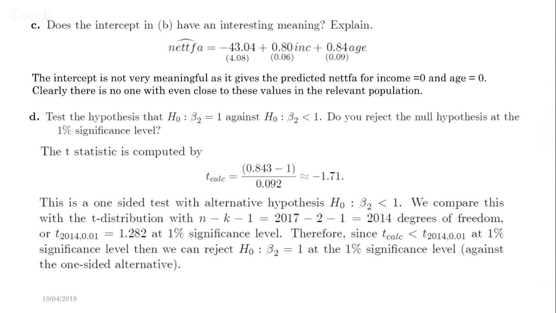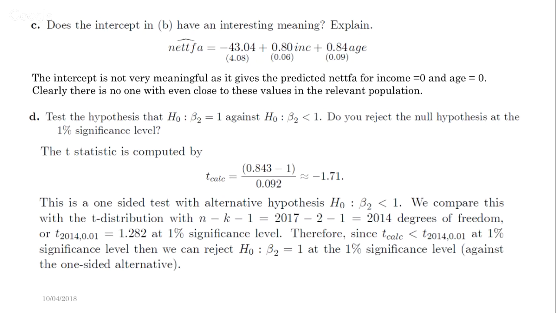Okay, so this is interesting. Now beta 2 is not equal to 0 anymore. It's equal to 1. So is the effect of age on net financial wealth exactly equal to 1, or is it less than 1? In this kind of question, they just give you the null hypothesis and the alternative hypothesis. But usually they don't give you this. You have to figure out what the hypotheses are.